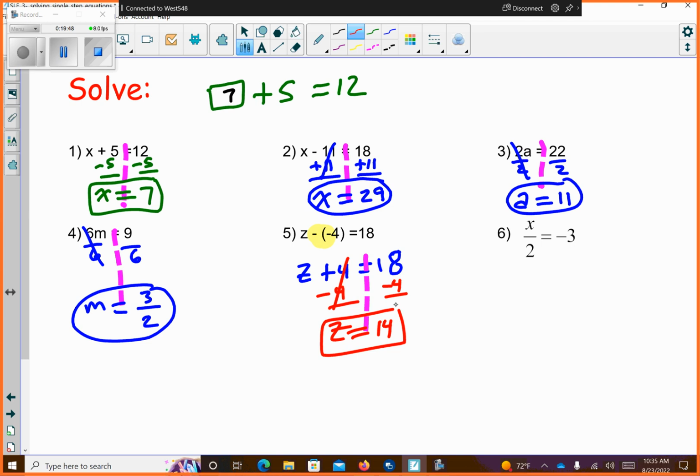All right, problem number 6. x over 2. What kind of math operation is that? It's division. Fractions and division are the same thing. All right. So I'm going to draw my vertical line. What should I multiply both sides by? Because multiplication undoes division, yes? So I'm going to multiply by a 2 and a 2. Those cancel. X equals negative 3 times 2. Negative 6. Friends, do we feel comfortable?